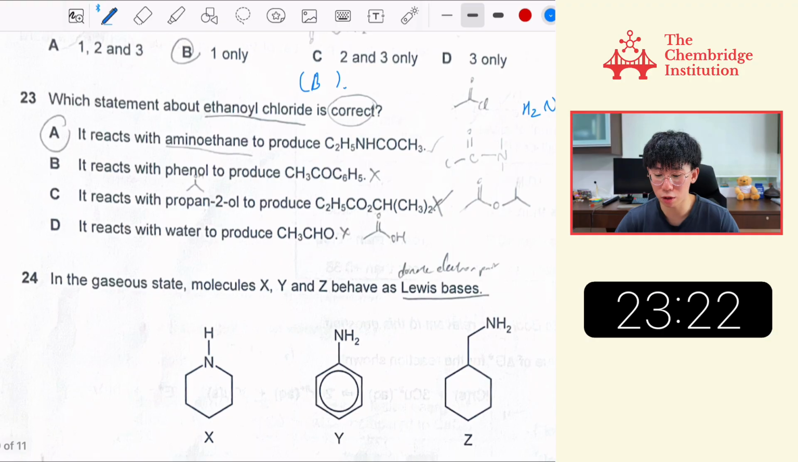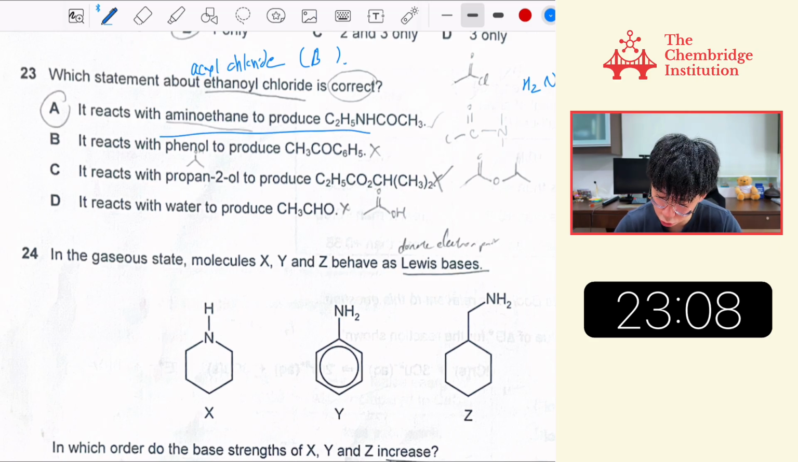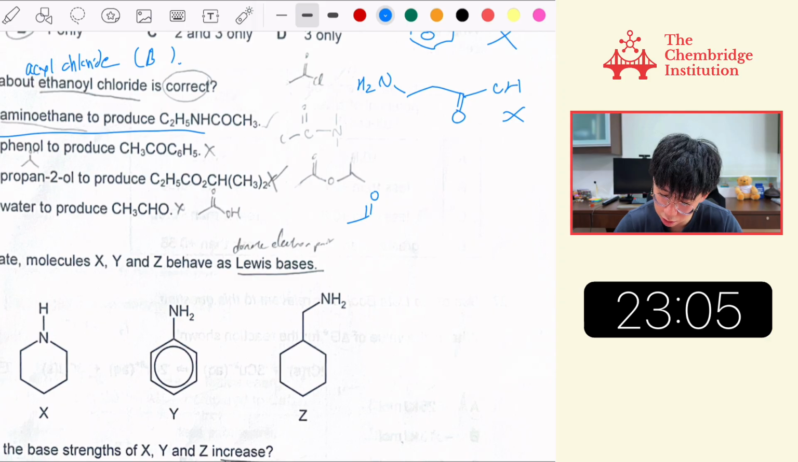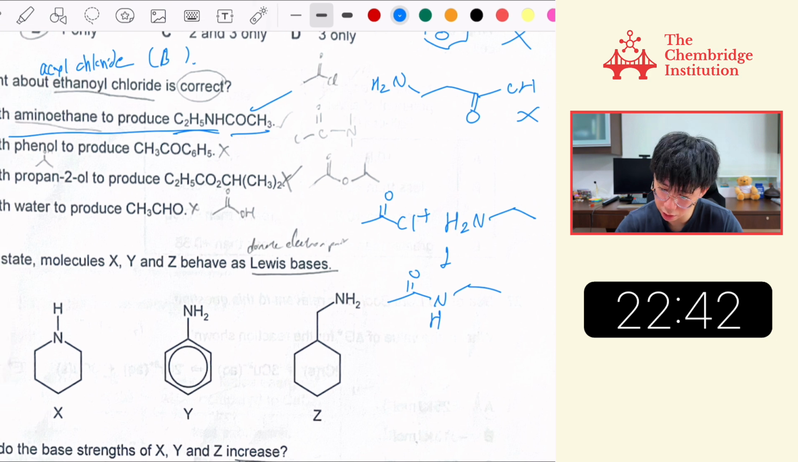Okay. Which statement about ethanoyl chloride is correct over here? Okay, so this is an acyl chloride, so let's bear this in mind. And we only know the functional group to base this off. It says it reacts with aminoethane to produce this. Ooh, okay. When your question gives you something like that, let's just draw it out. So ethanoyl chloride is like this, then the aminoethane is like this, right? This will give you NH like this. Is this C2H5NHCOCH3? Yeah, this looks correct as much as I can say.